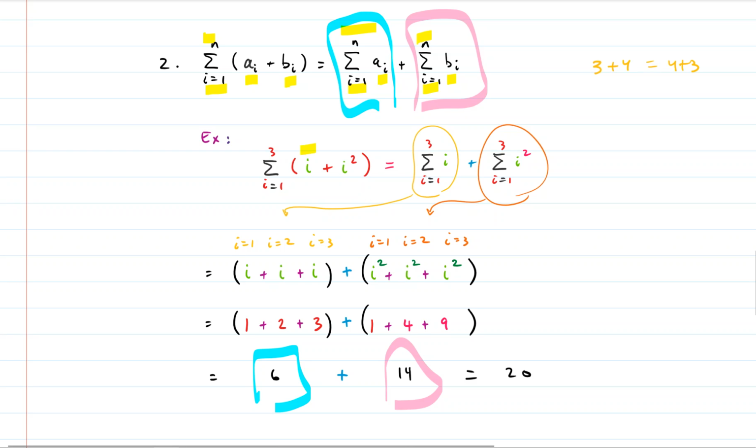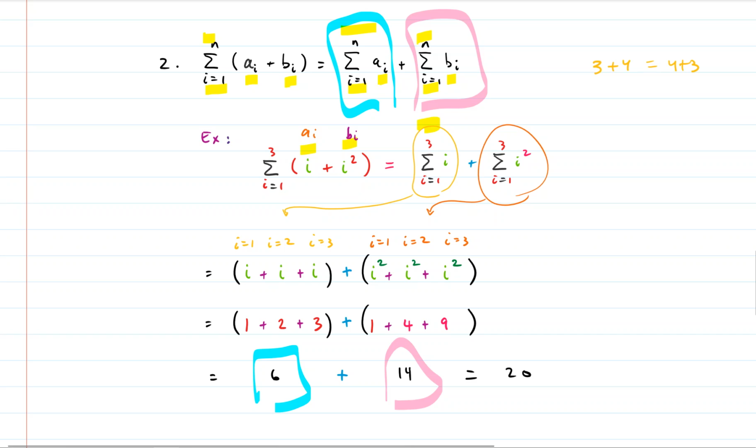I have my terms, i and i squared. The first one, i, we'll call that a sub i, and b, or sorry, i squared, we'll call that b sub i. So there are my two terms. I can really just split those apart and sum them individually. So that's what I do.